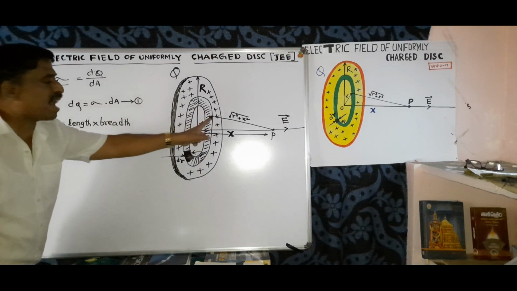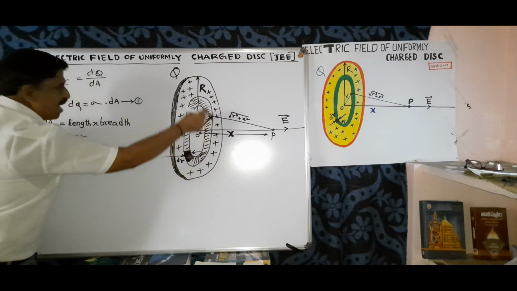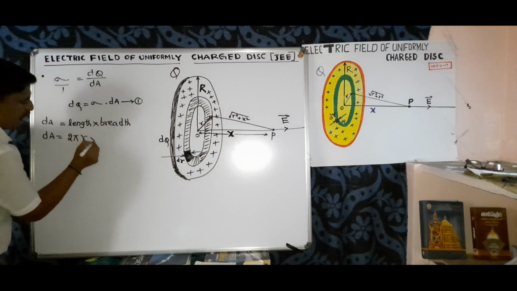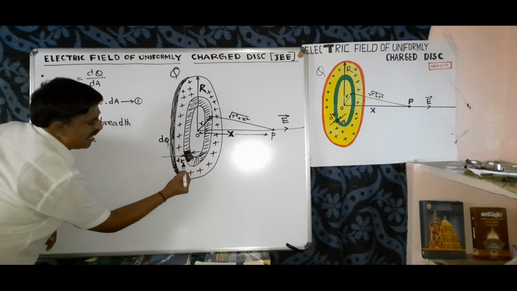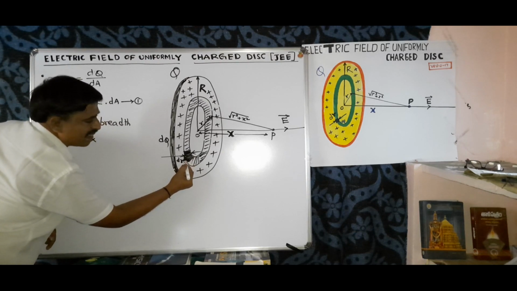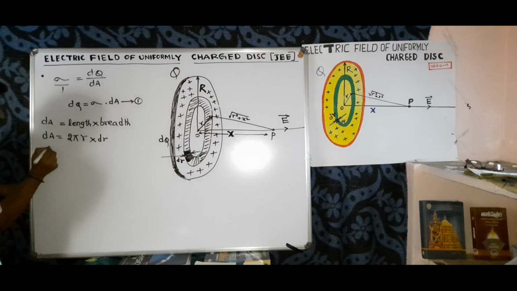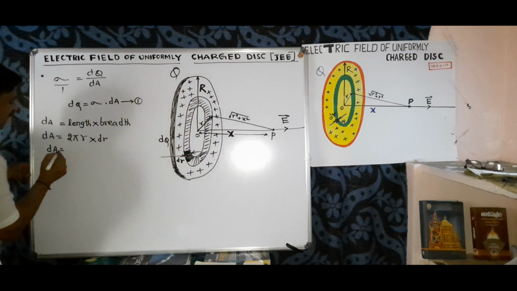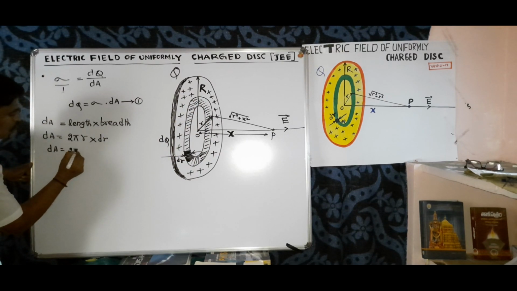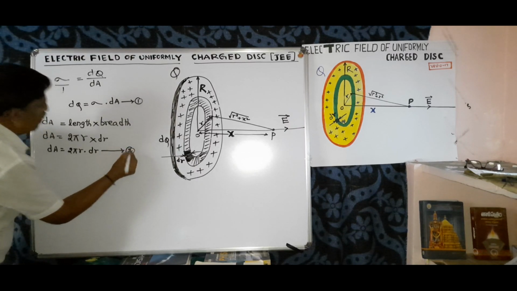Now I am talking about the ring. Its radius is small r. Length means the length of the ring, nothing but 2 pi r. Breadth means this one only. It is nothing but dr. It is a small breadth. Now, the small area of the ring, the ring which is part of the disk, that is equal to 2 pi r into dr. It is equation number 2.